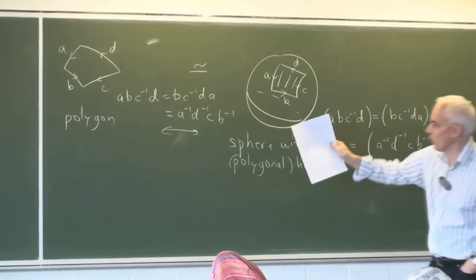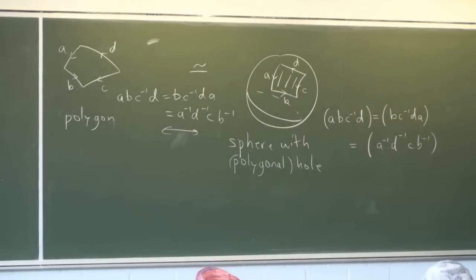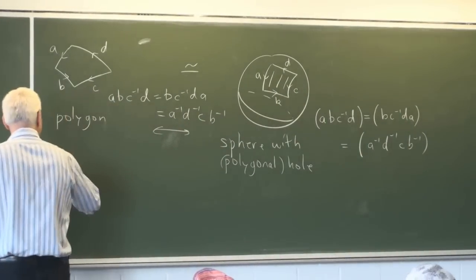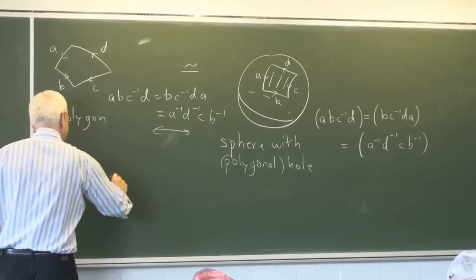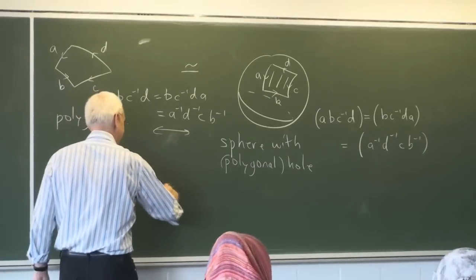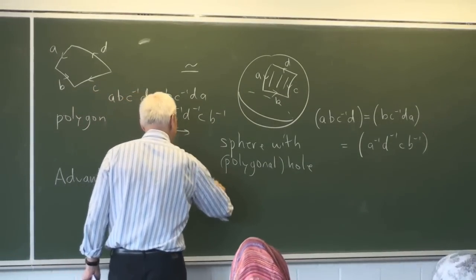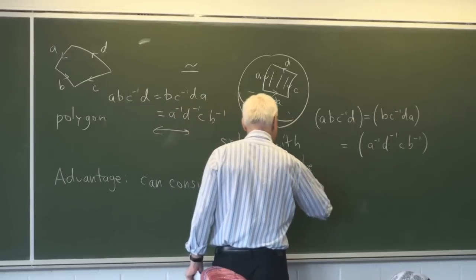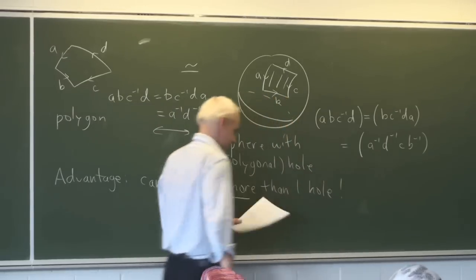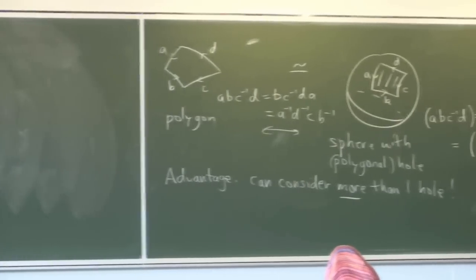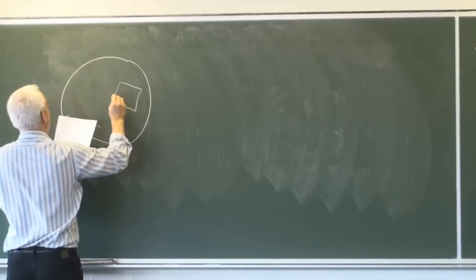All right, so it's very close, but what's the advantage in thinking about it as a sphere with a polygonal hole? The advantage is we can consider more than one hole. So we can consider a sphere which has a bunch of holes. And so I'll draw one right there.